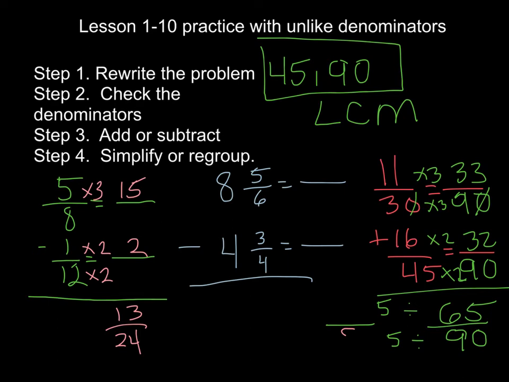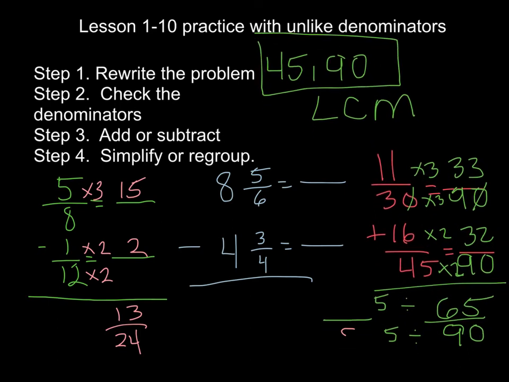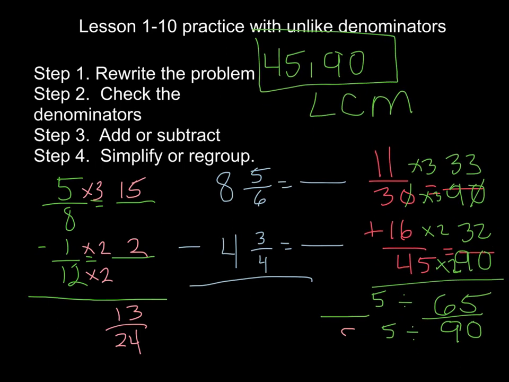And here 5 will go into 65 13 times. 5 goes into 6 one time with 1 left over. That 1 will go in front of the 5. That will be 5 going into 15 3 times. 5 goes into 90. Well, it goes into 9 one time with 4 left over.